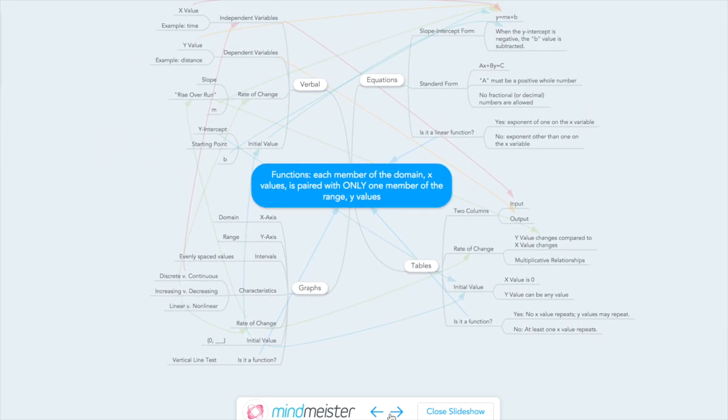So this is what the entire mind map, or brainstorming or web, whatever you really want to call it, looks like, and you can see that these show up in so many different ways. So what we want to do is take a verbal situation and compare it to a table situation or an equation situation or a graph situation. That's what we need to be able to do, to move fluently between the four representations and know at every point where the initial value is, where the rate of change is, and so on.